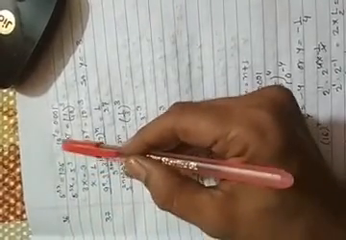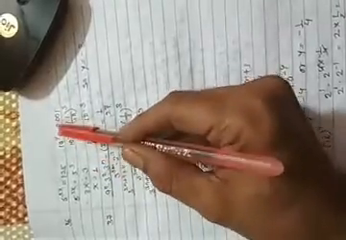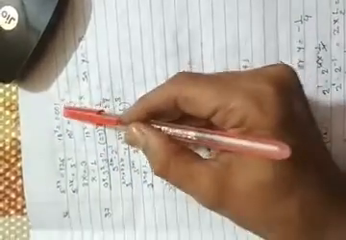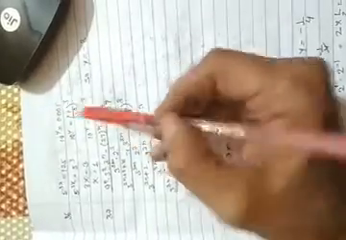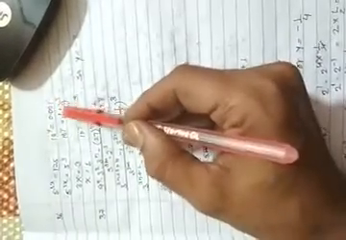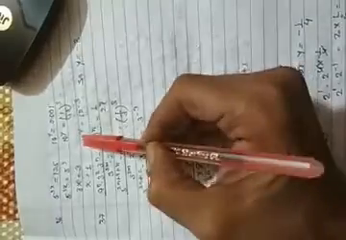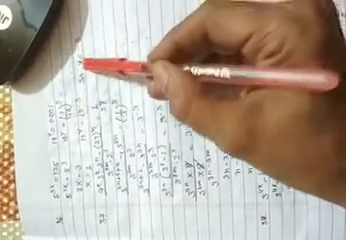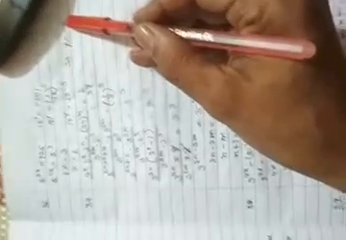In the same manner, 10 to the power y is equal to 0.001. 0.001 can be written as 1 upon 10 to the power 3. So first of all I will convert it into a power of 10. So it will become 10 to the power y is equal to 10 to the power minus 3. So y is equal to minus 3.